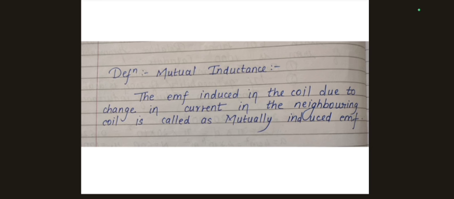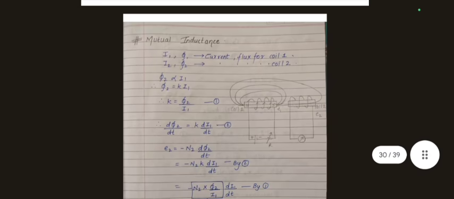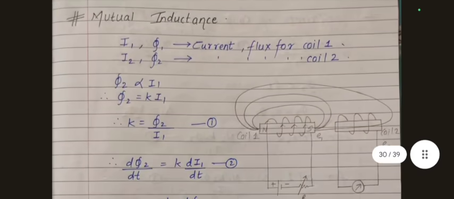So here the very first thing which you have to write in your answer is the definition of mutual induction. That is the EMF induced in the coil due to change in current in the neighboring coil, and it is called mutually induced EMF. Now how you can write the derivation? See. First you have to consider I1 and Phi1, that is current and flux of coil 1, and I2 and Phi2, the current and flux for coil 2.